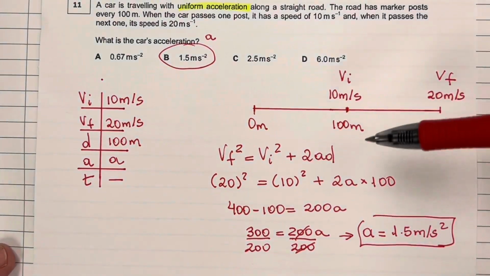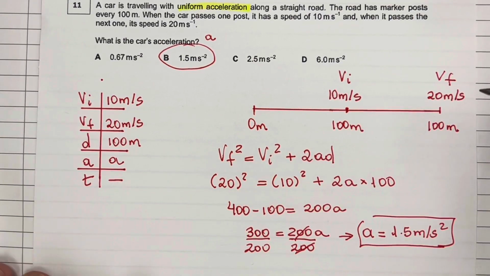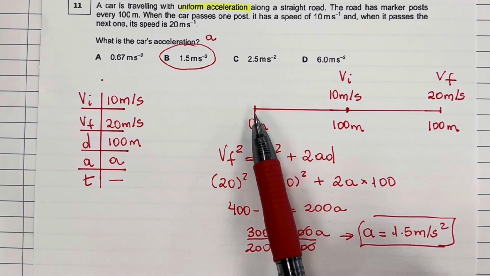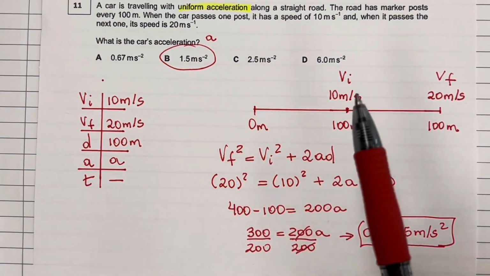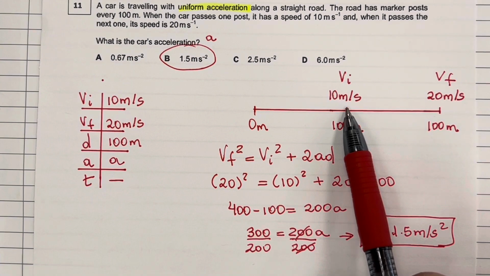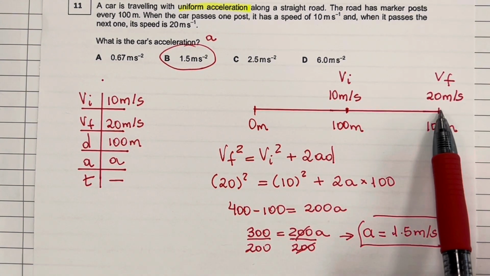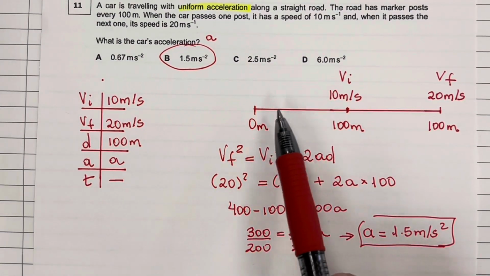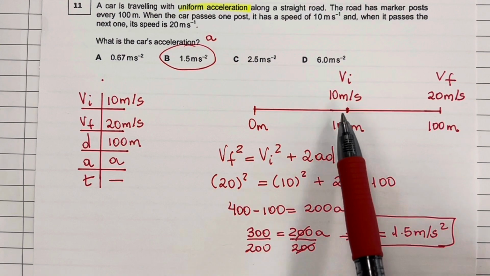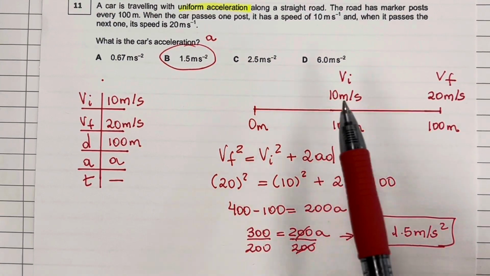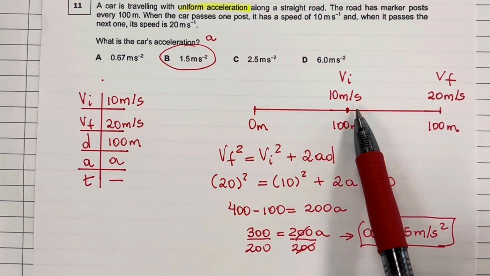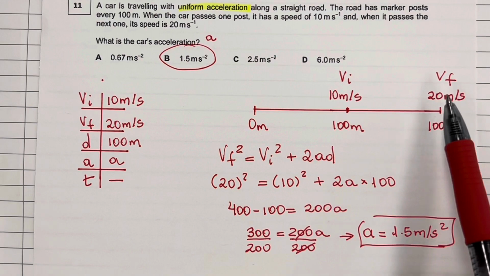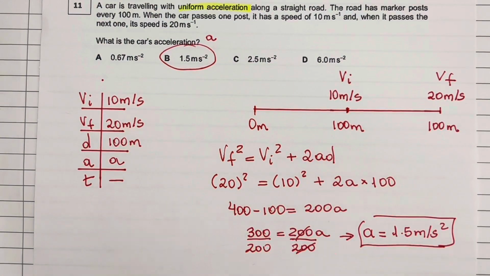Here I'm showing all my work, but I'm going to explain all the steps. This diagram represents the story. Start with 0. Every 100 meters there is a mark, another 100 meters, another mark, and so on. But the problem says that as the car passes the first mark, which is after 100 meters, its velocity is 10 meters per second. Then it goes to the second mark, 100 meters later, at 20 meters per second.